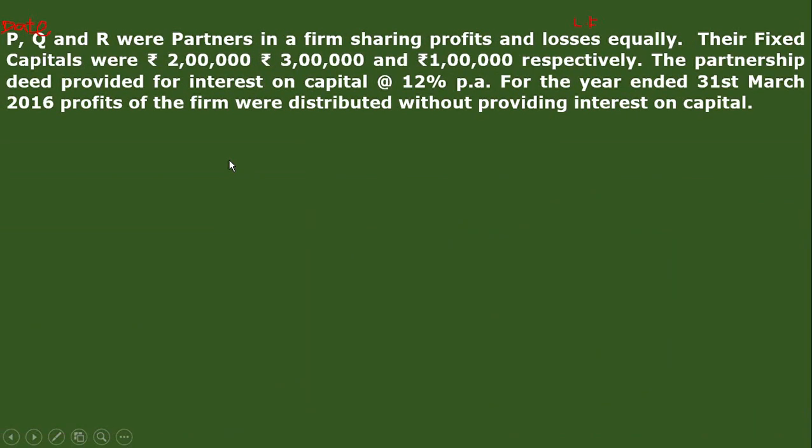Another question. Here the question is, P, Q and R were partners in a firm sharing profits and losses equally. Their fixed capitals were rupees 2 lakh, rupees 3 lakh and rupees 1 lakh respectively. The partnership deed provided for interest on capital at the rate of 12% per annum. For the year ending 31st March 2016, profits of the firm were distributed without providing interest on capital. So this is the problem. First thing first, pass the adjustment entry to rectify the error.